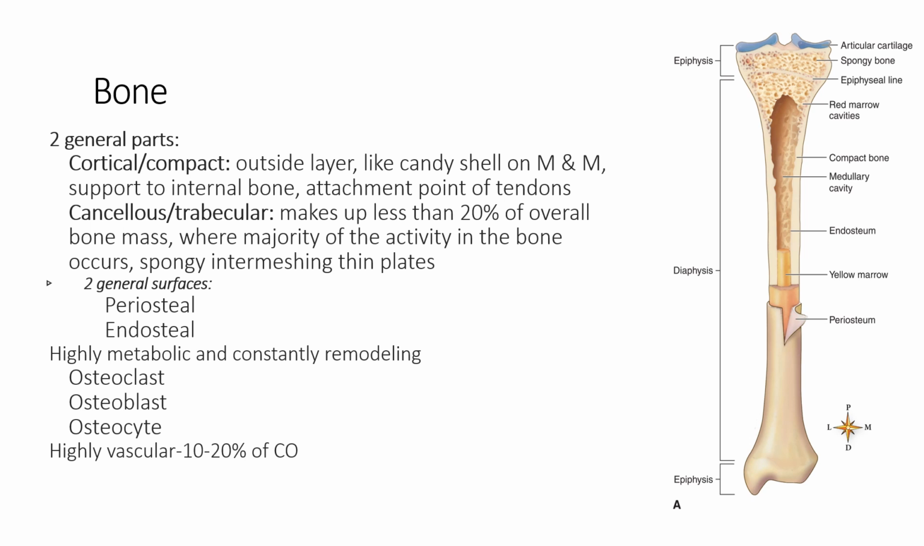Vascularization. Bone tissue is highly vascularized, receiving 10 to 20% of cardiac output, supplying nutrients and oxygen to bone cells. Factors influencing bone remodeling include mechanical stress. Physical activities and mechanical stresses influence bone remodeling. Weight-bearing exercises and resistance training stimulate bone formation, while immobility can lead to bone loss.